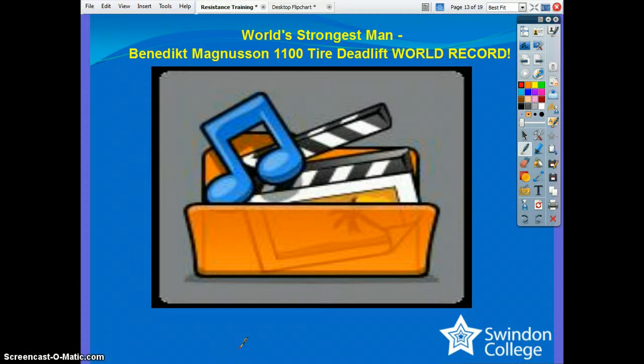So that was Magnuson doing a deadlift of 1,100 pounds, which is a phenomenal amount of weight to be moving. However, if you have a look at his body, there's not a lot of definition there. But he is able to move an incredible amount of weight for quite a low number of reps.